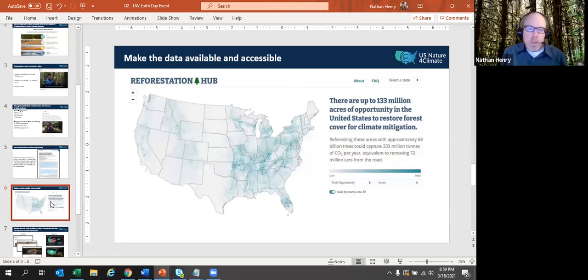They also made all the data from this study downloadable so that policymakers, state agency officials, whoever is making decisions about how to use land and where to potentially plant trees has access to the data. That was a really important step to just make this information available to people making decisions.